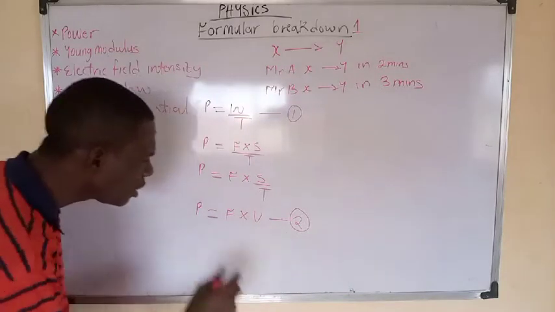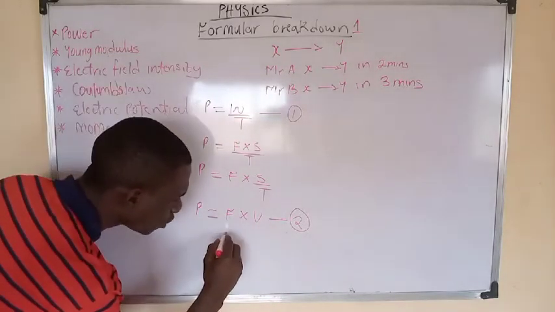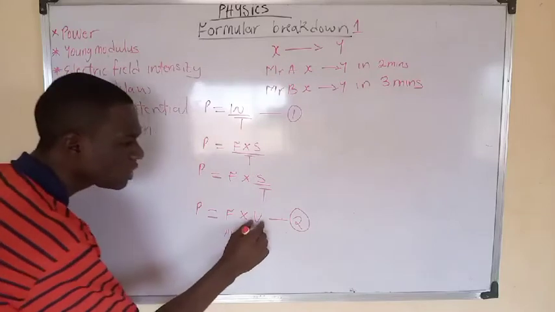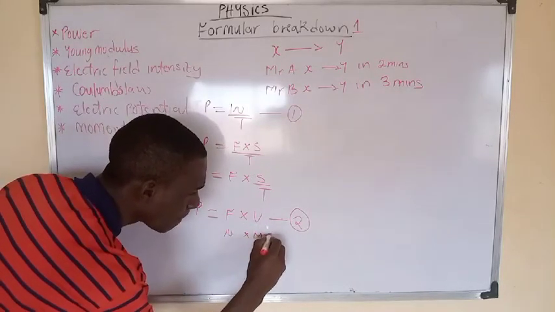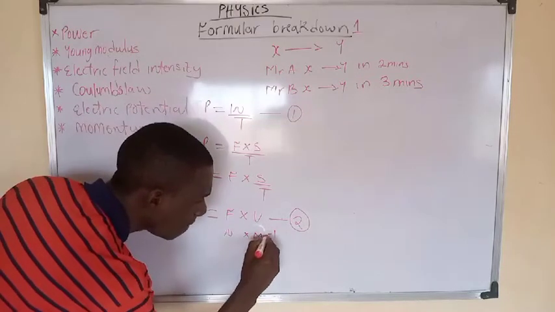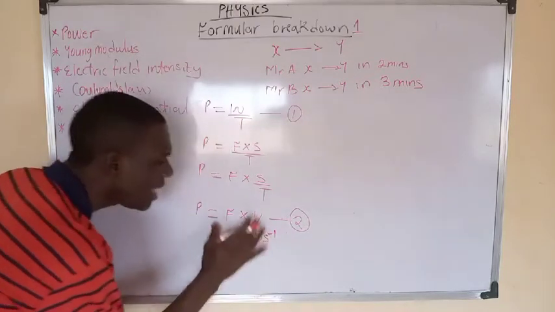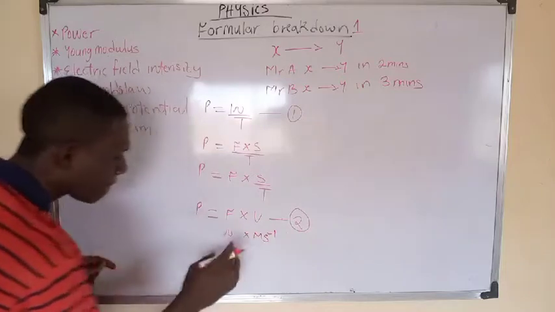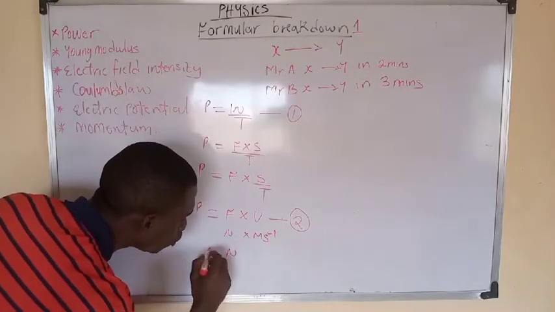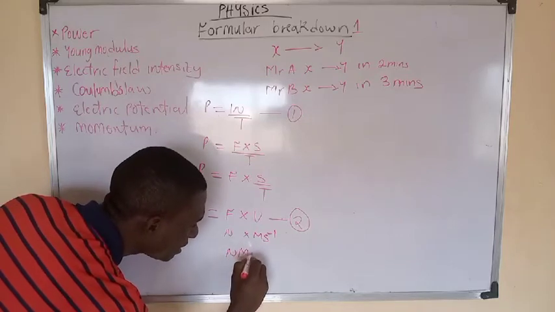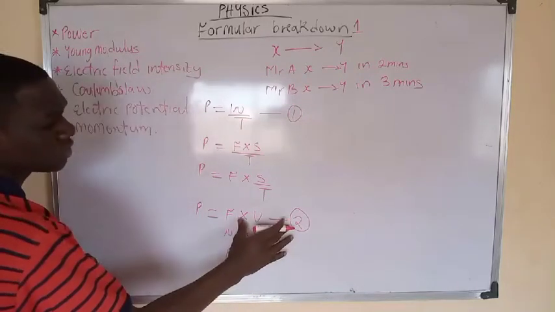velocity. What is the unit of measuring force? Force is measured in Newtons. What is the unit of measuring velocity? Velocity is measured in meter per second. So based on this formula, our derived unit for power will be Newton meter per second.